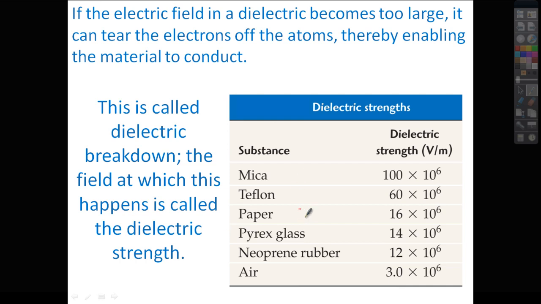So here's some common dielectric strengths. So we have some like mica, it's like a stuff that's in sand, like quartz and stuff. Glass, you see they get smaller as they go down. And I believe that's it.